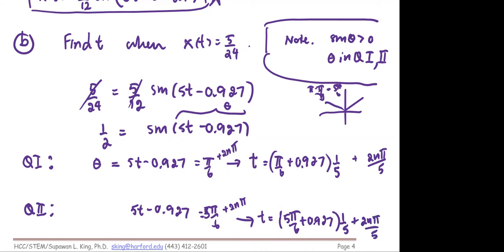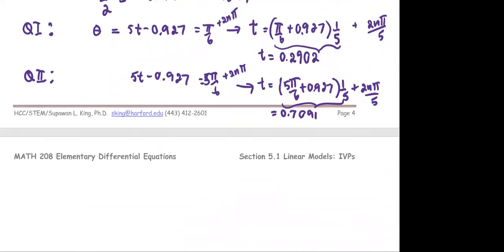And then when you pick, for the first one, n equals 0, or just the first revolution, it's just these numbers. And then we get t for the first point of time would be 0.2902. And then the next one is at 0.7091.